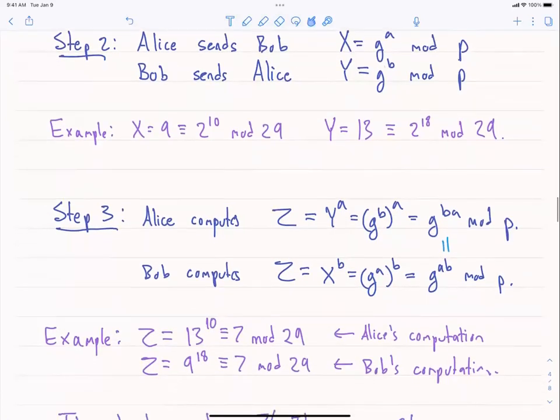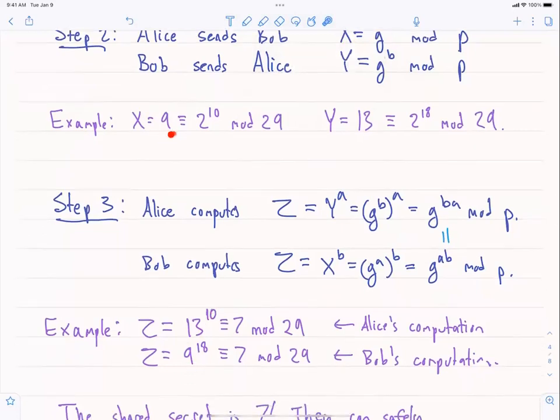So if you work this out in this example, Alice takes Y, which in this case was 13, and then raises it to little a, which she had chosen to be 10. So she computes 13 to the 10. And if you work that out, you'll get 7 mod 29. And then Bob computes 9, the number Alice sent out, X, to the 18th power. 18 is Bob's secret number. And he also gets 7 mod 29.